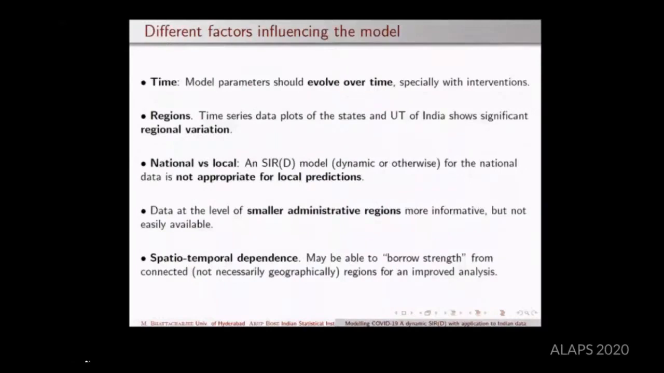Now, there will be different factors influencing the model in general. For example, time. The model parameters should evolve over time. So for us, it's not a deterministic model. And also the more people get infected, things change. So time has an important aspect, and the parameters should also evolve over time. That's our basic message: it should depend on time, and it also depends on the regions. For example, India is made up of several states and union territories, and for different regions, the data plots show significant regional variation.